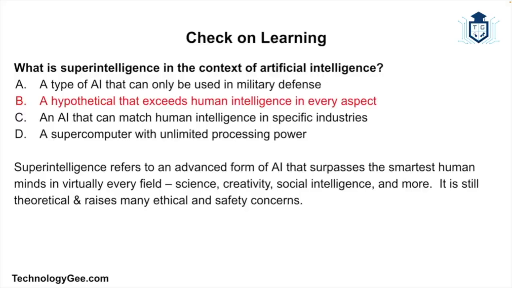So superintelligence, this refers to an advanced form of AI that surpasses the smartest human minds in virtually every field. We're talking science, creativity, social intelligence, and much more. However, it is still theoretical, but it still raises many ethical and safety concerns.